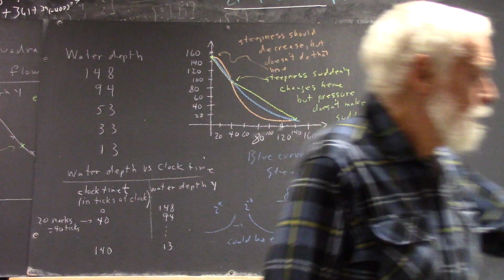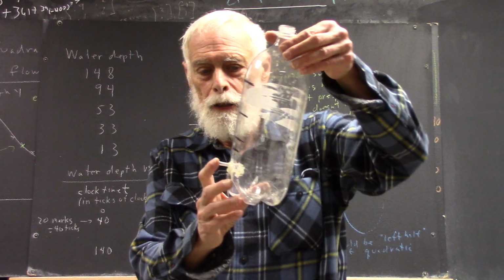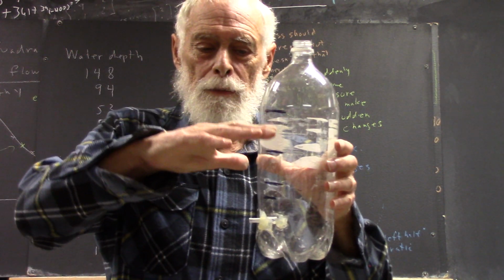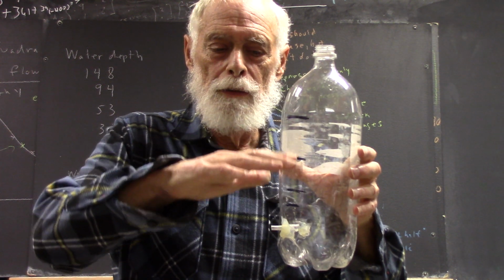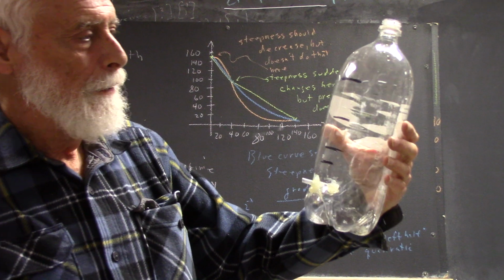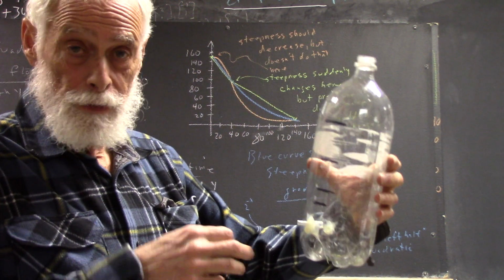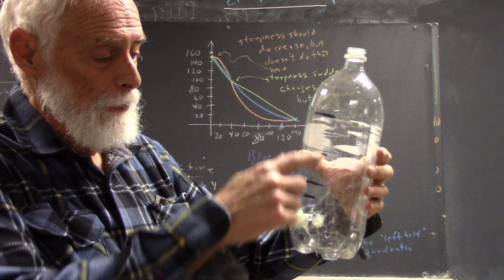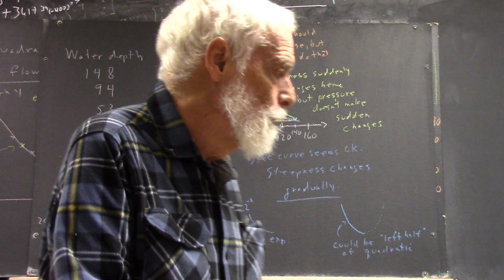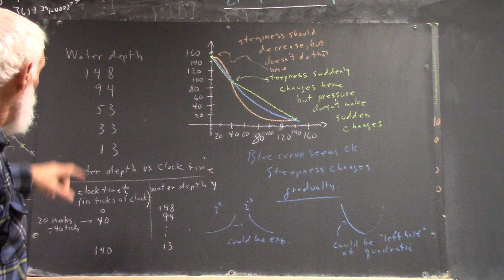Observing water flowing out of a tube at the bottom of this container, we see that the water level decreases. Okay? And we timed it using somebody counting a pendulum and so forth, and we got a table that shows the water depth.